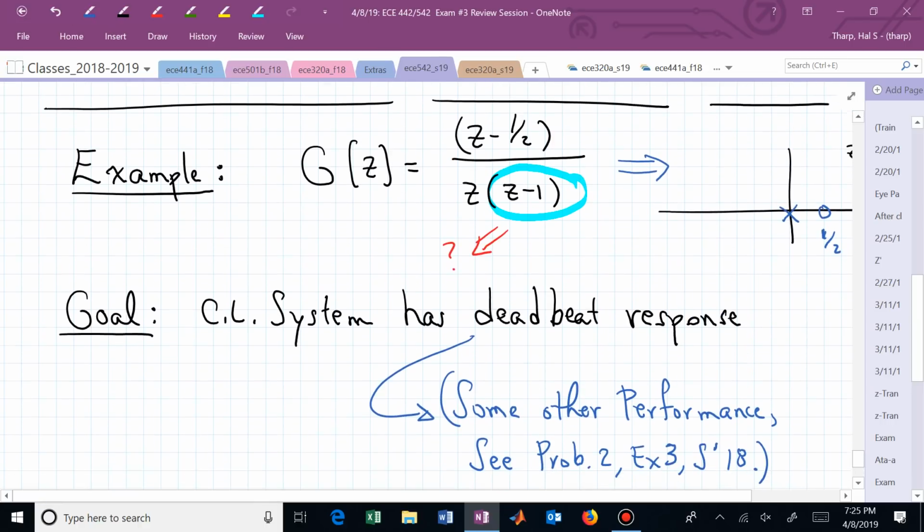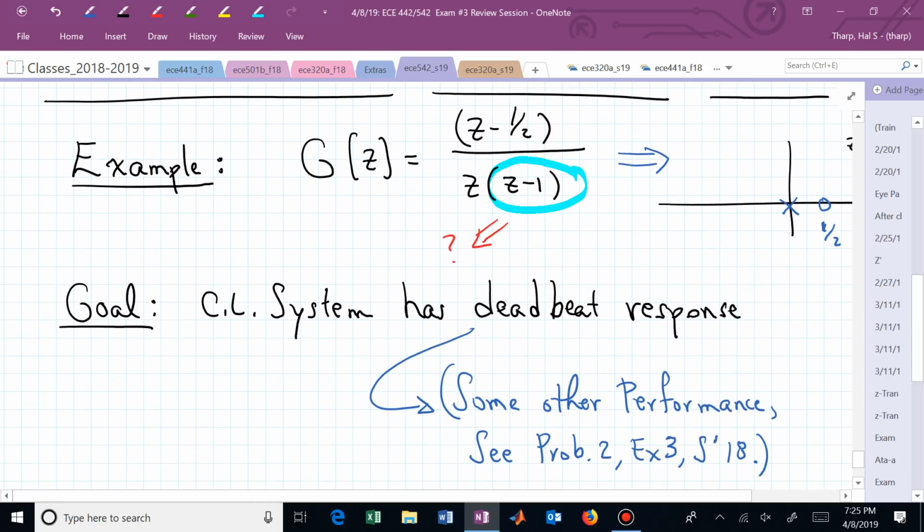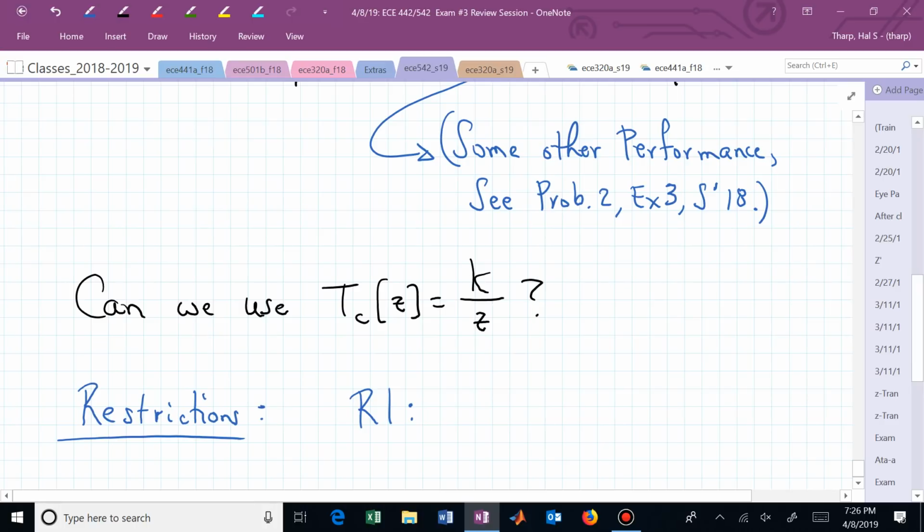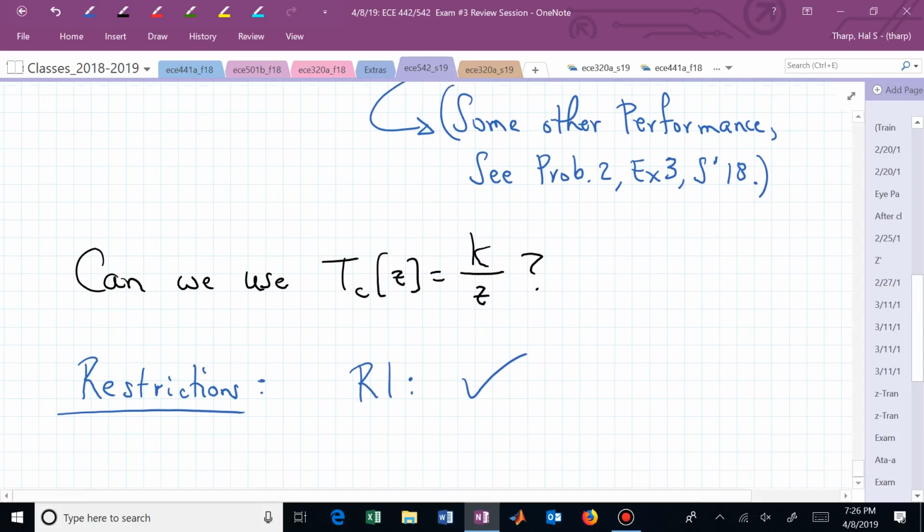Restriction 1. What does it say? That's concerning the pole zero excess of our desired closed loop transfer function. It has to be at least the same as the pole zero excess of our plant. What's our pole zero excess of this plant? 1. What's the pole zero excess of this T sub c of z? 1. So we've actually satisfied restriction 1 with this. Now, whether we can keep going or not, let's see.